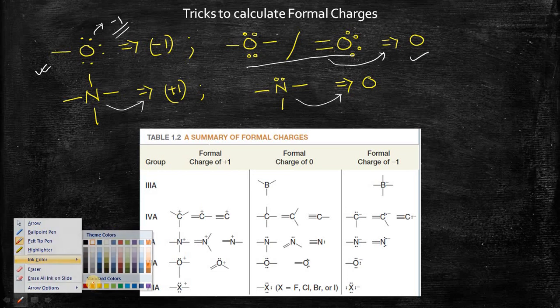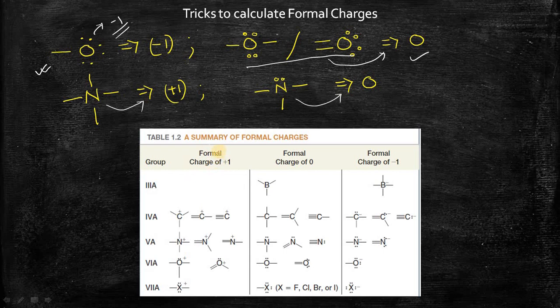There are some other examples also shown in this table, which shows some very simple formulas by which you can calculate the formal charge by seeing the atom only. If you see this type of configuration for boron, the formal charge will always be equal to 0. If carbon is bonded with 4 atoms like this, or like this, the formal charge on carbon will always be equal to 0. Similarly, if we see bonding of nitrogen like this, the formal charge on nitrogen will always be 0. And if you see bonding of oxygen like this, the formal charge will always be 0.